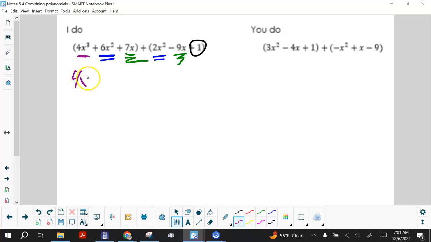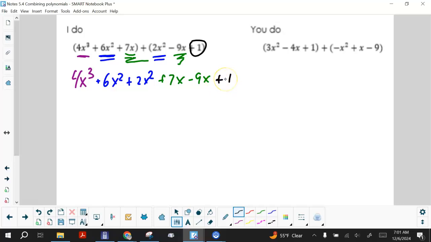So if you have 4x squared, we have a positive 6x squared. Oh, excuse me, back that up. This was a 4x cubed, power 3. Then 6x squared plus 2x squared. Then you had a 7x with a negative 9x, and then plus 1.